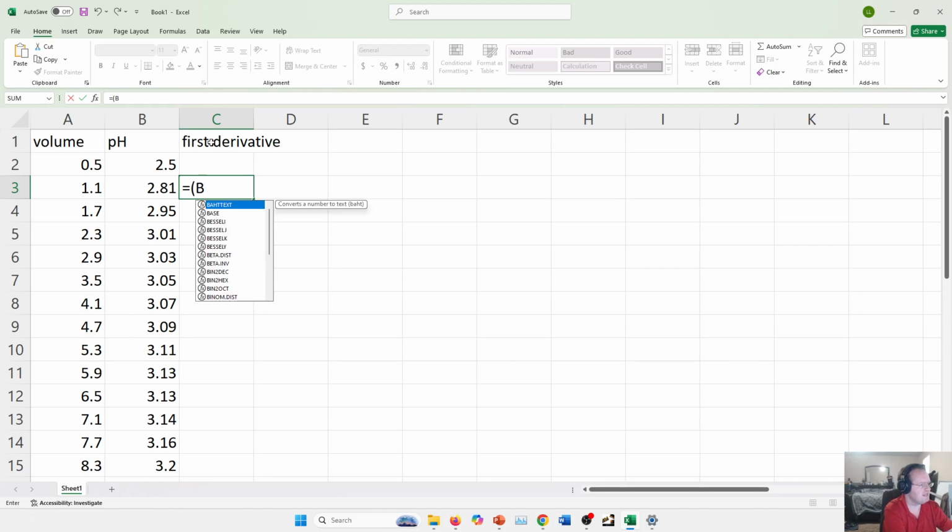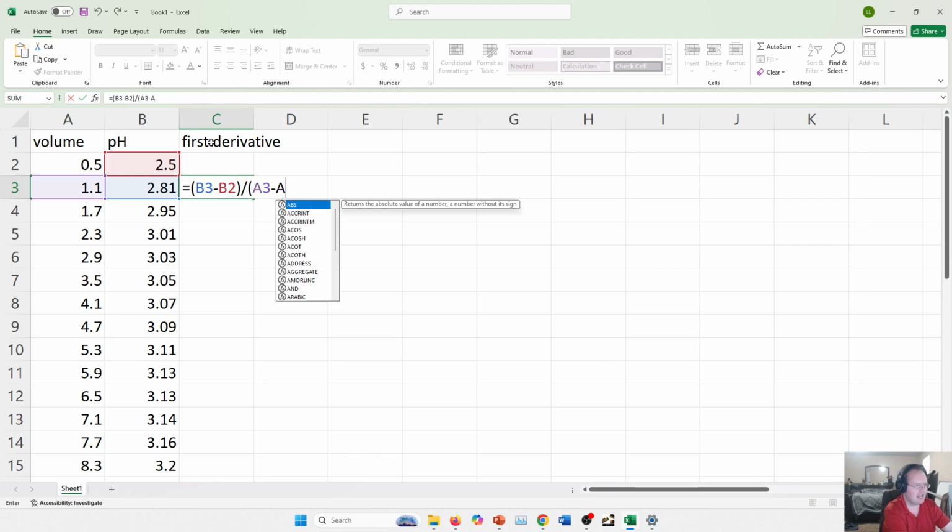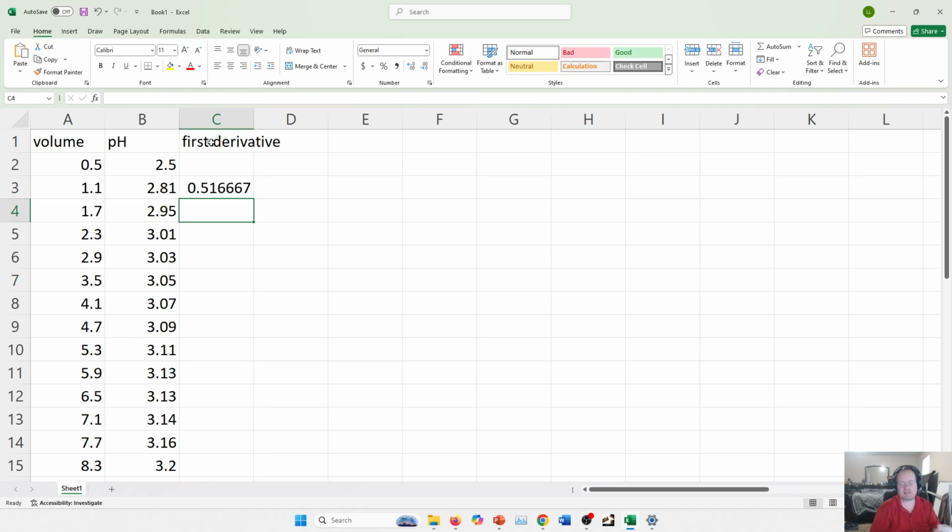So I have B3, which represents the current data point and the y value, because that's my pH, minus B2. So first I'm measuring the difference between the current pH point and the previous one. So how much did it go up? And then I'm dividing that by how much I added. So my volume change was A3 minus A2. And I press enter, and that calculates for me. The first derivative is 0.516.